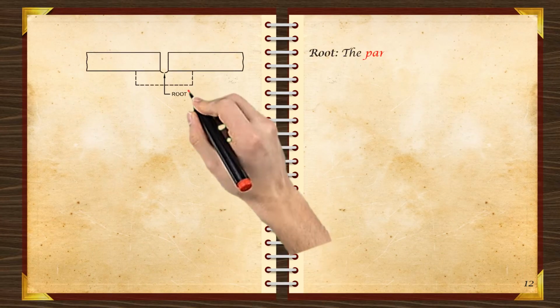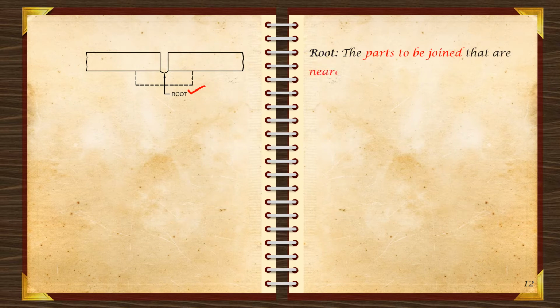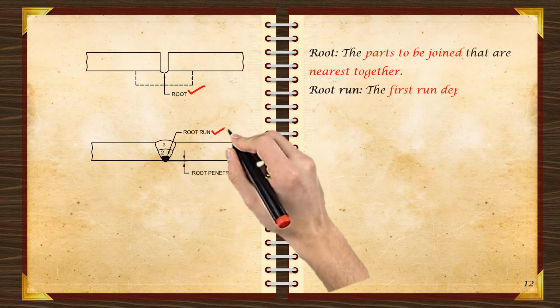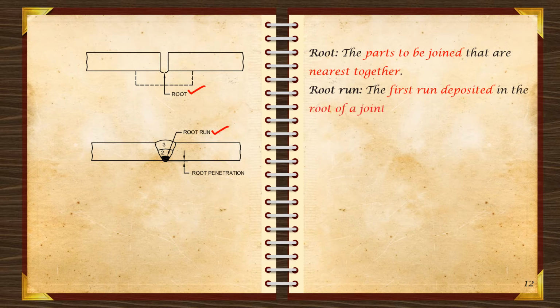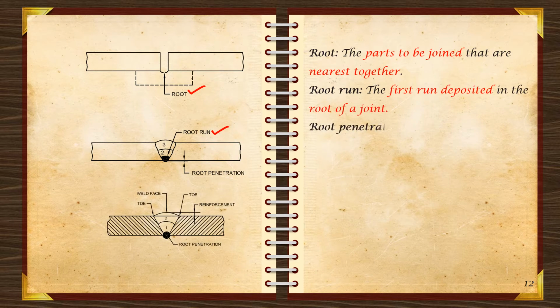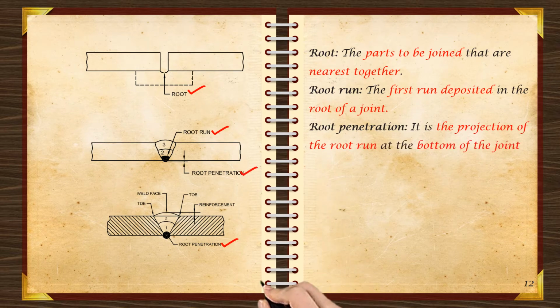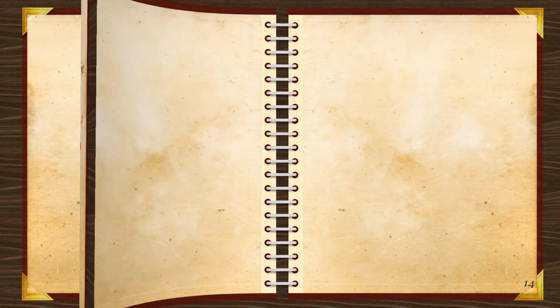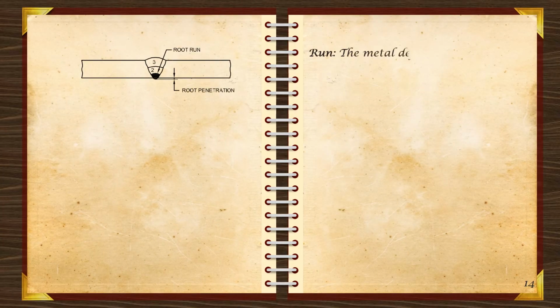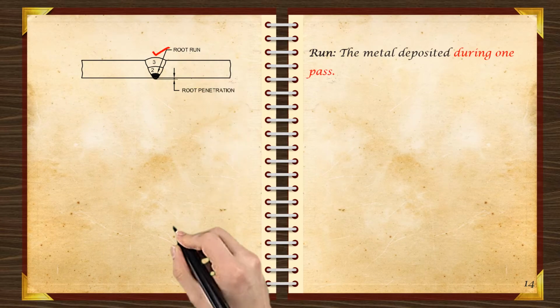Root: the root is the parts to be joined that are nearest together. Root run: the root run is the first run deposited in the root of a joint. Root penetration is the projection of the root run at the bottom of the joint. Run: a run is the weld metal deposited during one pass.